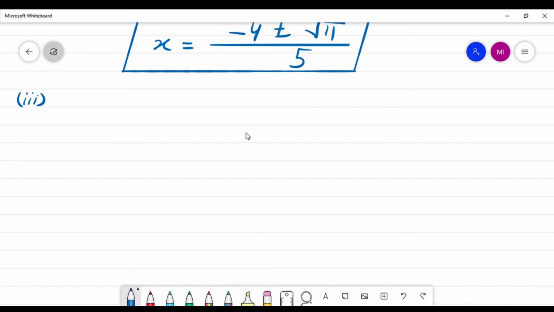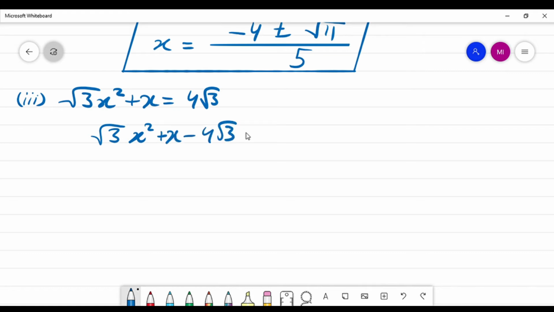In part 3 is under root of 3x squared plus x is equal to 4 under root 3. Now let's send 4 under root 3 to the other side. We get under root of 3x squared plus x minus 4 under root 3 is equal to 0. Now here a is equal to under root of 3, b is equal to 1, and c is equal to negative 4 under root 3.